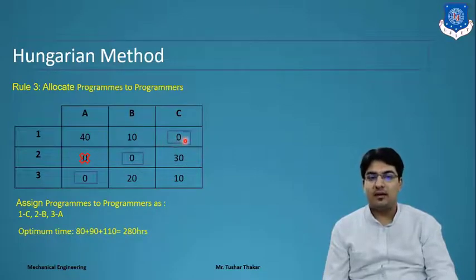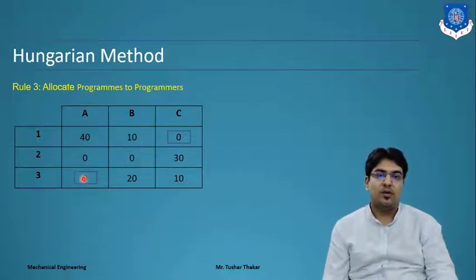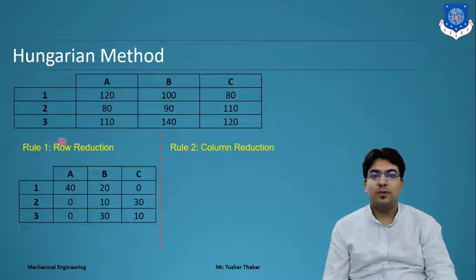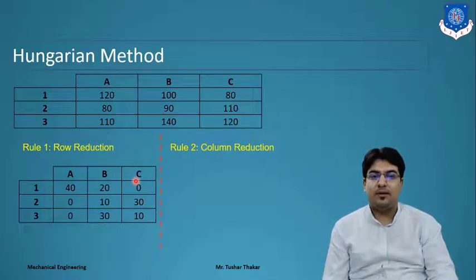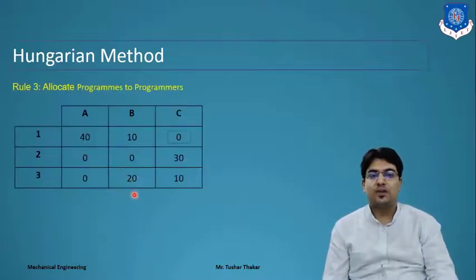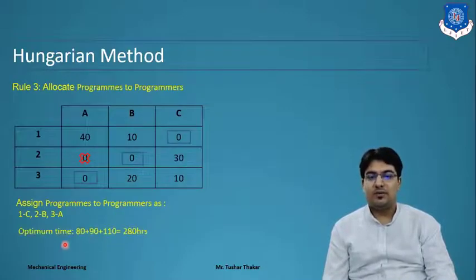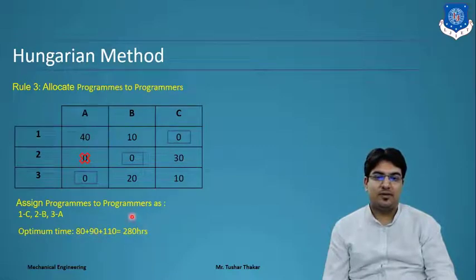So we take the values of the 3 respective cells from the original table above. Here are the values: 120, 80, 110, 100, 90, 140, 80, 110, 120. We take the actual values of the example for finding the optimum value. So the optimum value is 80 plus 90 plus 110, which is equal to 280 hours.